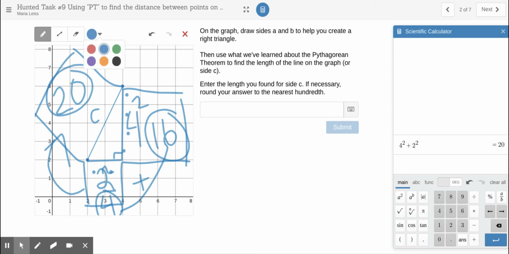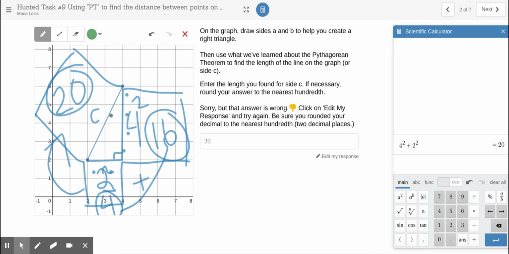Don't forget, we're not done. We can't assume 20 is the answer. I can prove it to you right now, because look at that. Sorry, that answer is wrong. It also tells me be sure you round your decimal to the nearest hundredth, which means I'm supposed to get a decimal answer. So last thing I need to do, 20 is an area. How do I go back from area to side length? Well, I'm going to take the square root.